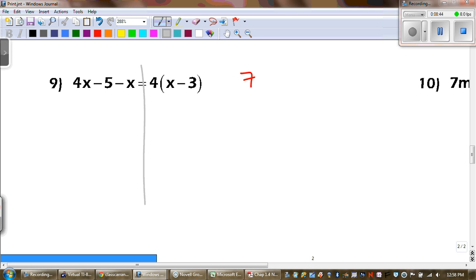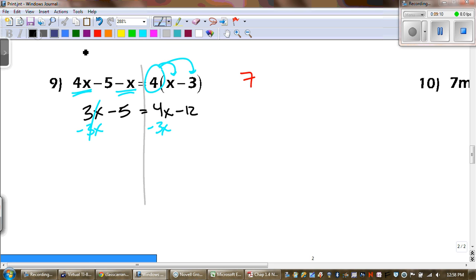Now, we've got 2 things that we need to do. On the left side, we need to combine your like terms. All right, so 4x minus x gives us 3x minus 5. And over on the right-hand side, we need to distribute, which gives us 4x minus 12. Okay? I'm going to move the smaller variable, and we're left with -5 equals x minus 12. And then to get the x all by itself, we need to add 12 to both sides, and we get 7 equals x.